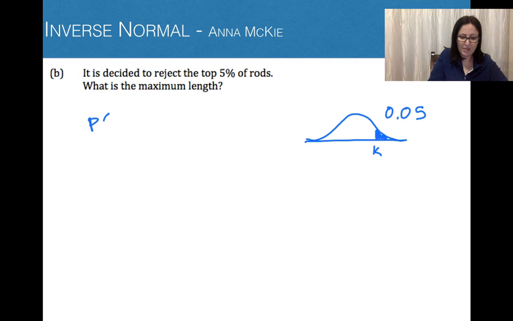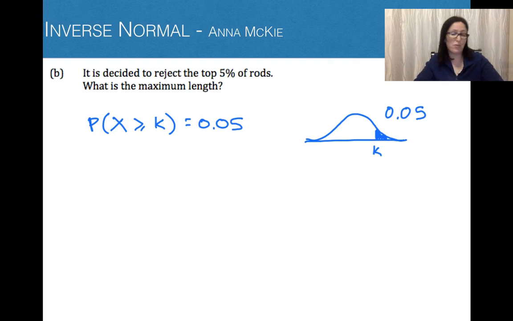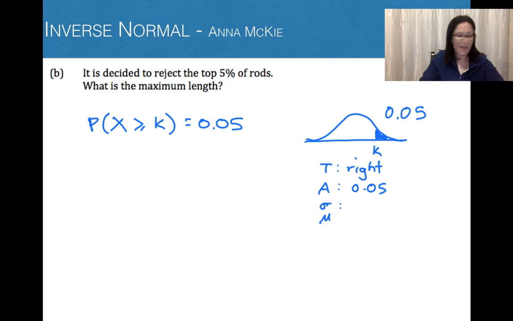So our probability statement is X is greater than or equal to a K value, and the percentage will come out as the probability 0.05, and the setting out that you need to do is T for tail, A for area, standard deviation and mean. Our tail is to the right, our area is 0.05, standard deviation, what was that? It was on the other page, 0.02, it'll still be in your calculator, and 1.3 for the mean. And our answer that we get for K is 1.33 metres.